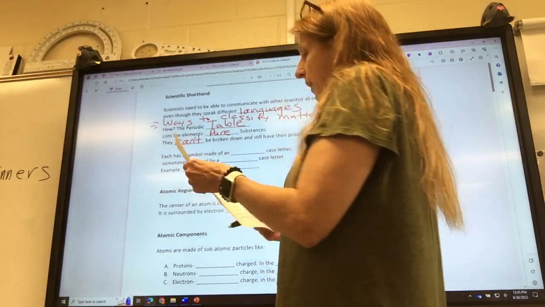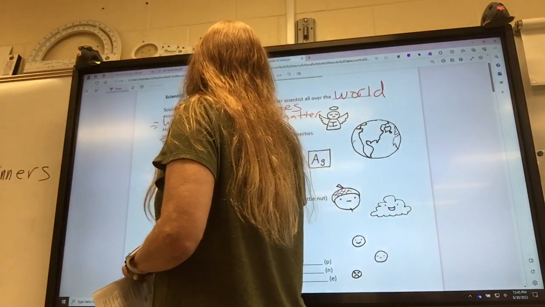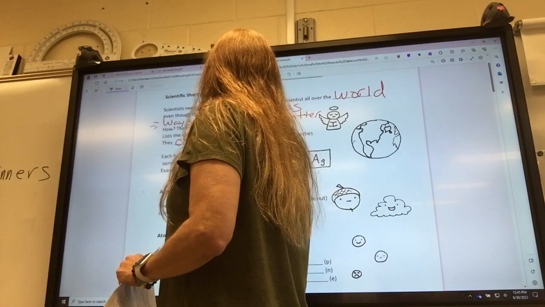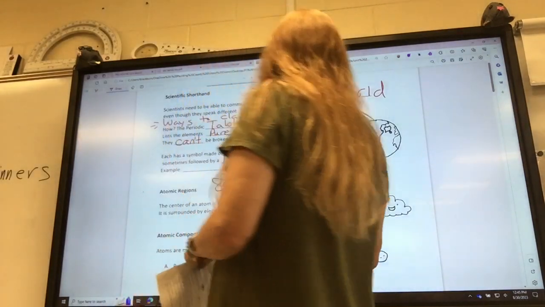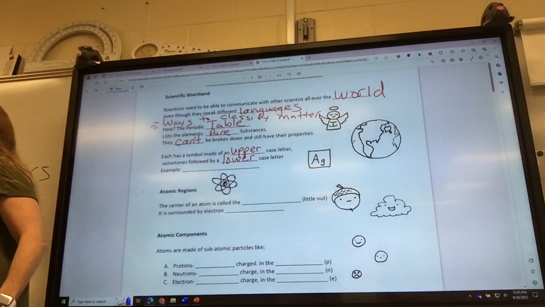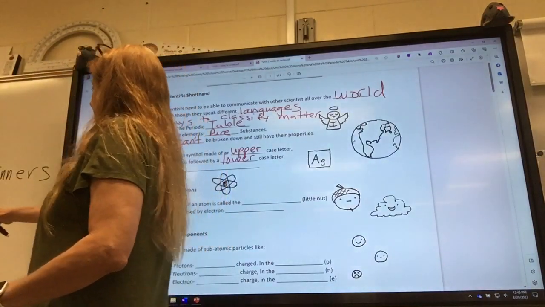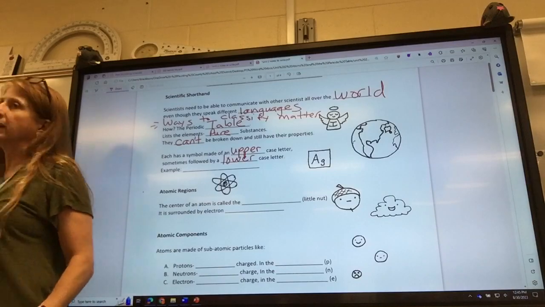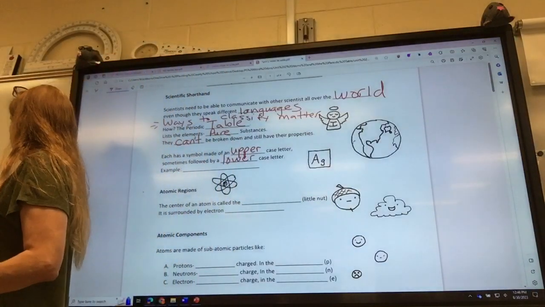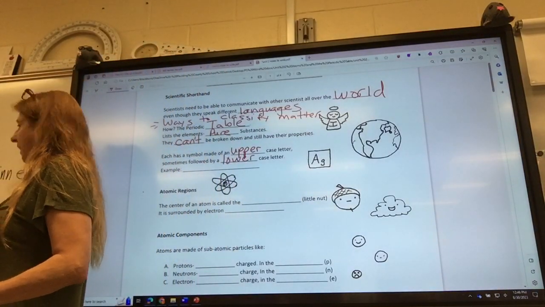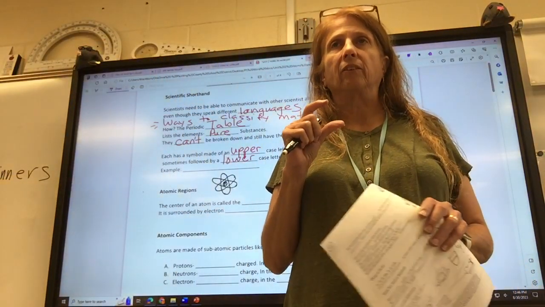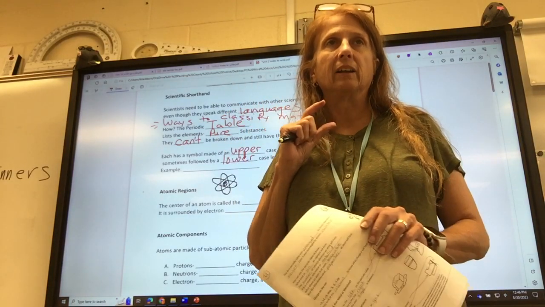Okay? Everybody follows that? So each one has a symbol made of an upper case letter, sometimes followed by a lower case letter. So it's got to be uppercase and lowercase. It cannot be in cursive like that. You have to print. It cannot be like this, a big capital A and a little capital G. That's wrong. It can't be like this, a big lowercase a and then a lowercase g. It's got to be a capital and then a lowercase, not cursive. Any questions about that? Okay, good.